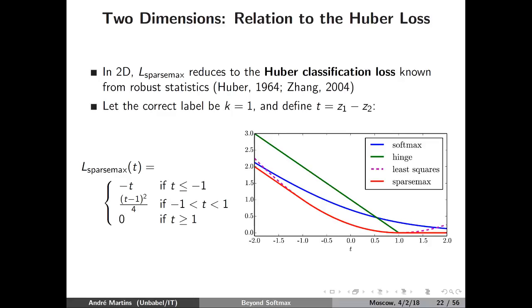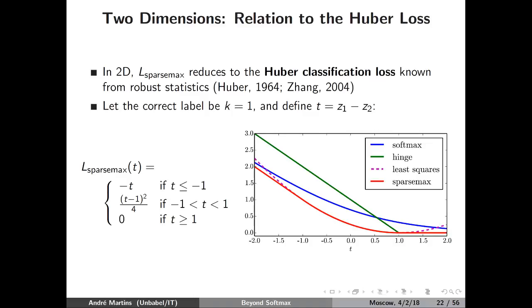The asymptotics again are quite similar, but it's a different thing. It seems that it never converges to either 0, and it goes a little bit slower than Sparsemax. And the hinge loss of SVMs, it's this green line, so it's non-differentiable for t equals 1. So this is kind of in between Softmax and the hinge loss.